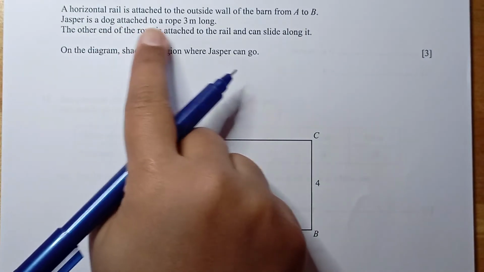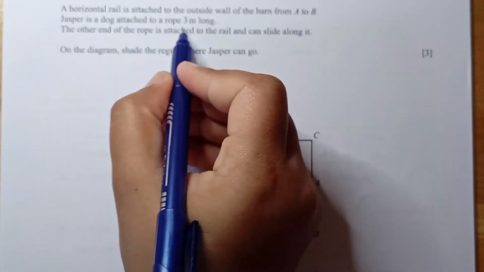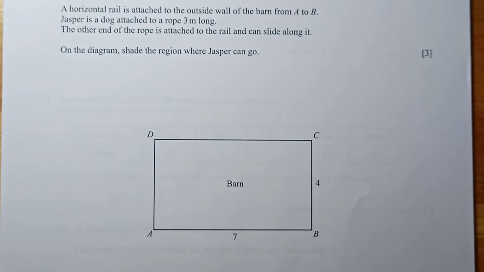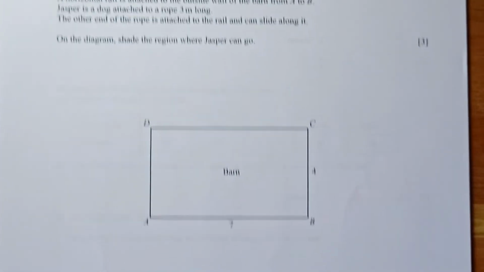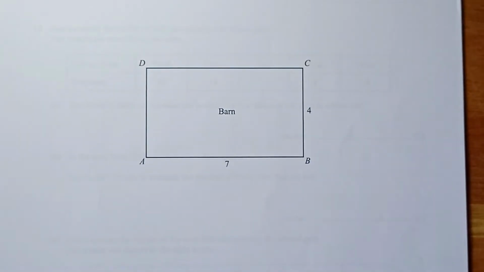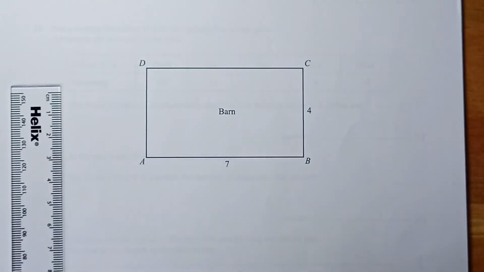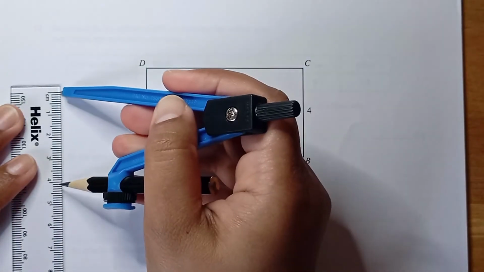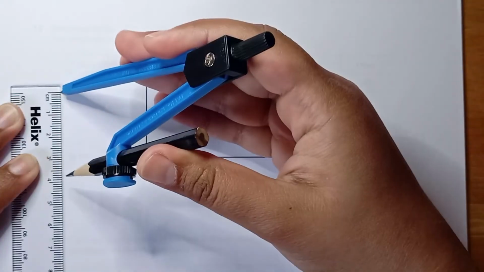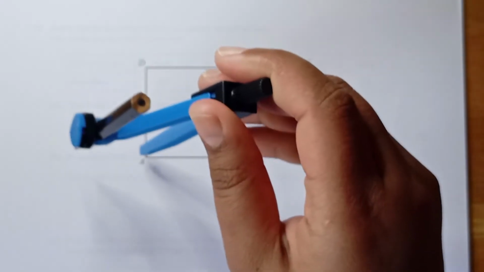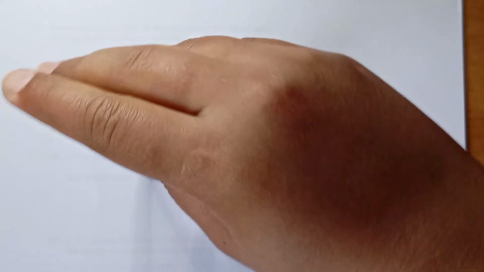Jasper is a dog attached to a rope 3 meters long. So 3 meters is represented by 3 centimeters, using the given scale. The other end of the rope is attached to the rail and can slide along it. On the diagram, shade the region where Jasper can go. So we need to open the compass to 3 centimeters, because 3 meters equals 3 centimeters according to the scale. This is exactly 3 centimeters. So we put it on A and draw an arc.